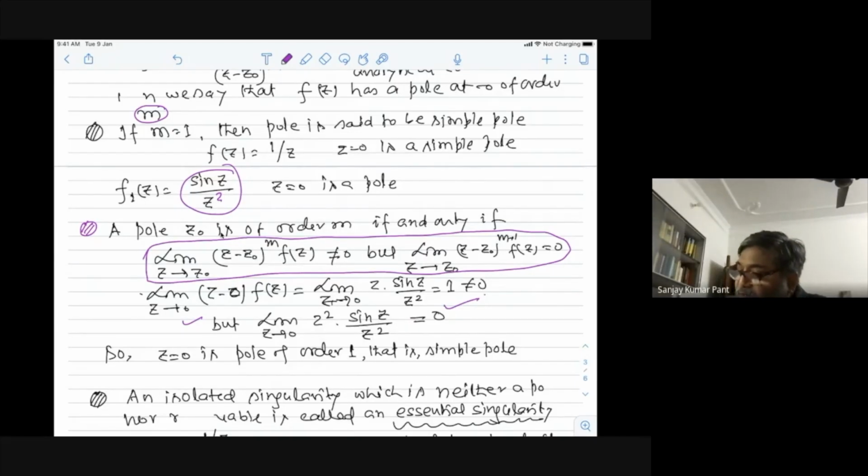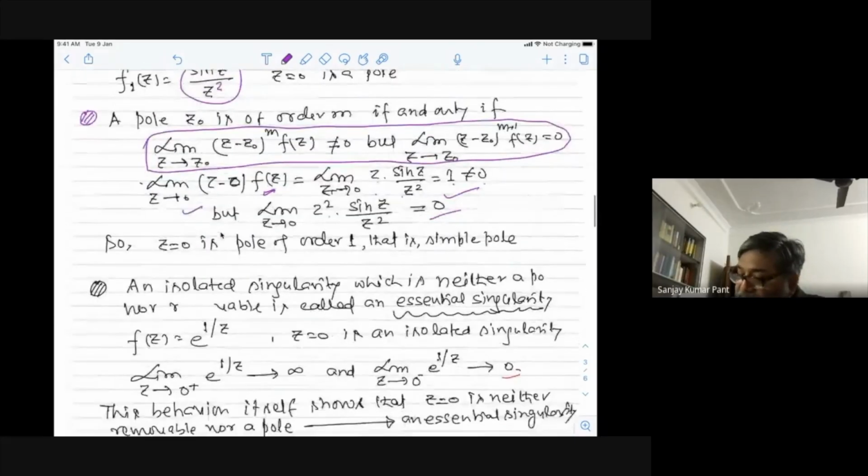So it is a pole of order 1. f(z) is sin z upon z squared. Here I have written multiplied by z, and if I take the limit, it will be 1, not 0. If I multiply by z squared and take the limit, it is 0. So it is a pole of order 1, a simple pole.